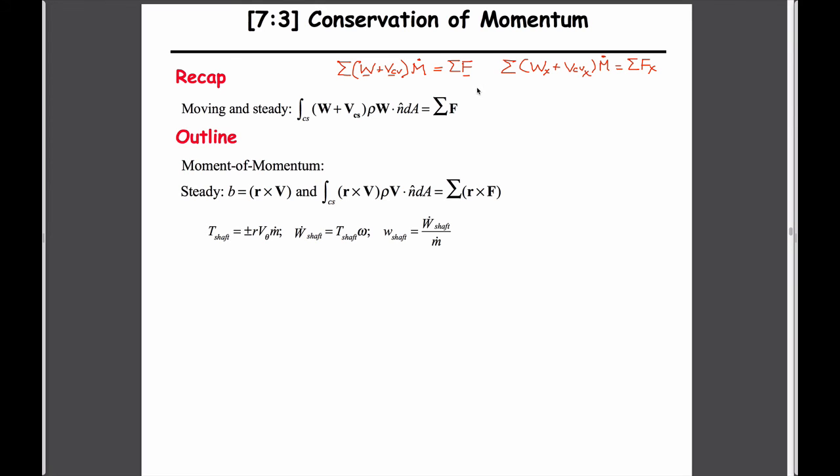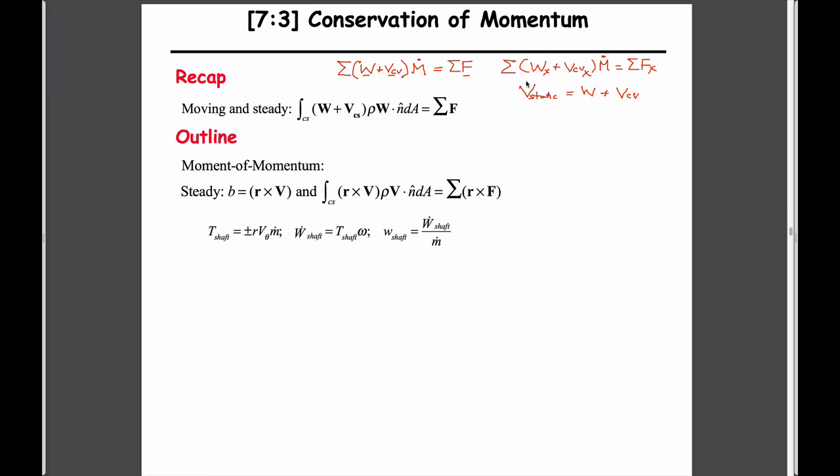And so that's one fundamental relationship we can work with. The second one is that we talked about relative frames of reference. And the key was that the velocity of the fluid relative to the static frame is equal to the velocity relative to the moving coordinate frame plus the velocity of the control volume.